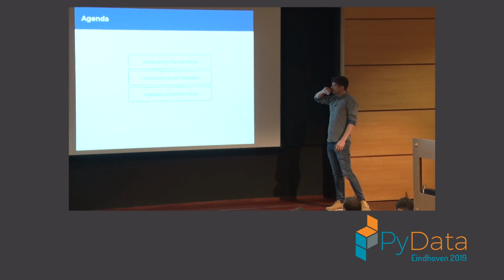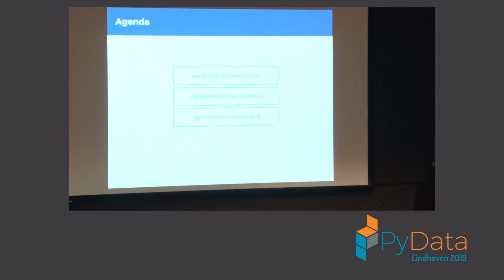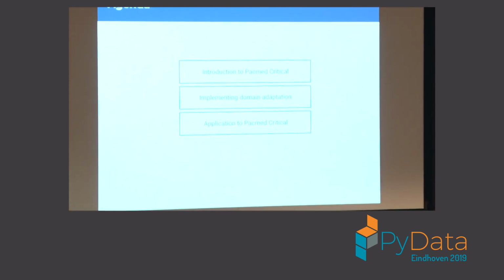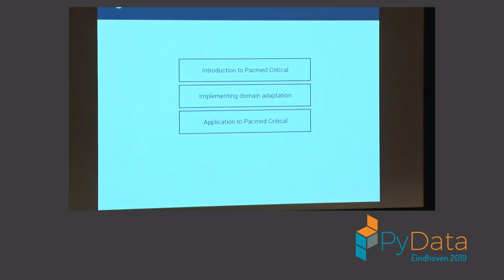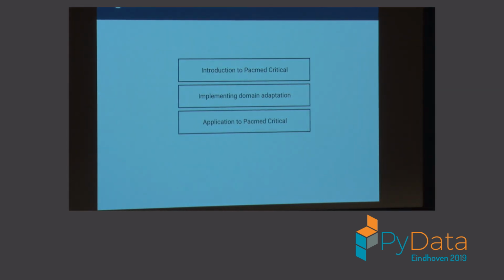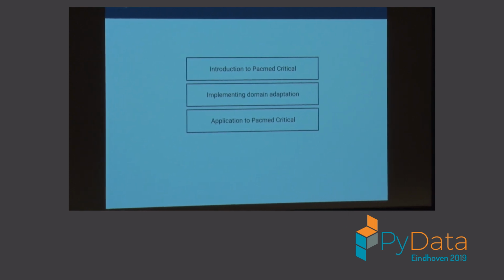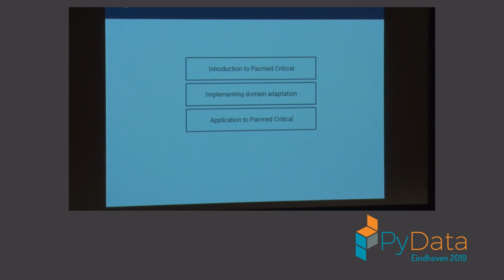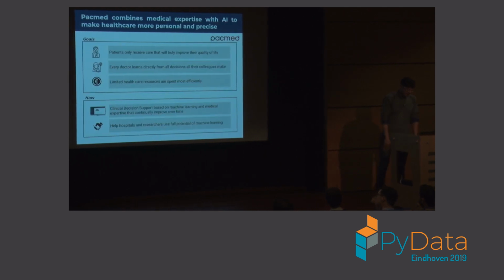In the first one, I'm going to tell you a little bit about PacMed, and especially one of the models that we've been developing called PacMed Critical, and that will be our use case for the rest of the presentation. In the second part, I'm going to dig a little bit deeper into what I mean by domain adaptation and present some of the techniques that we experimented with. And then in the last part, I'm going to show you how this technique will benefit the case of PacMed Critical. So let's start.